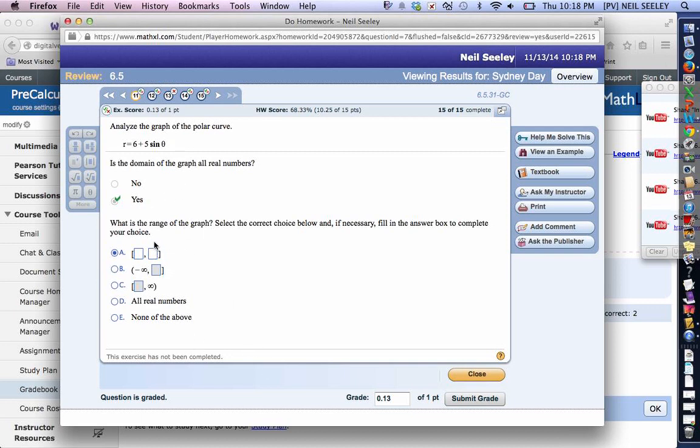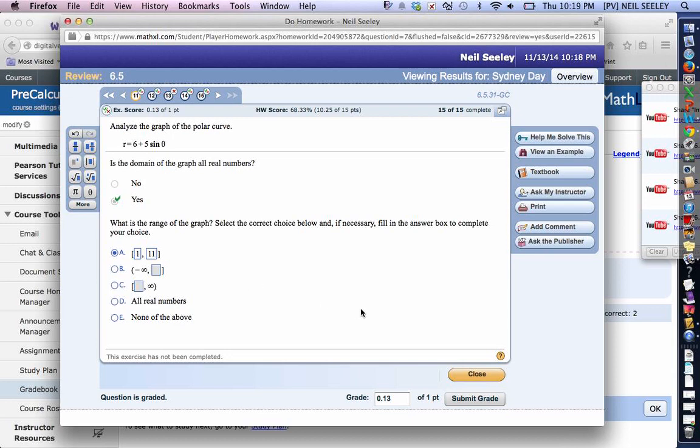The range of this particular graph is all the possible radii. Now this one's a little bit different. With a limaçon, you want to look at the smallest the radius can be. Remember sine can take values from -1 to 1. If sine is -1, this becomes 5 times -1, and that'd be the smallest the radius can be, 1. I can type that in here. And then the largest your radius is going to be is when sine is +1. 6 plus 5, you're going to get 11. So those are the range of values.